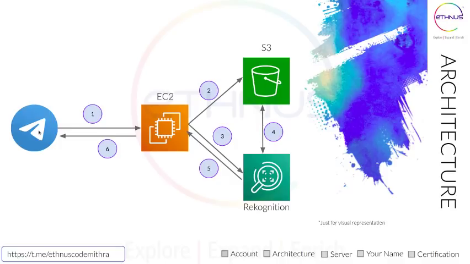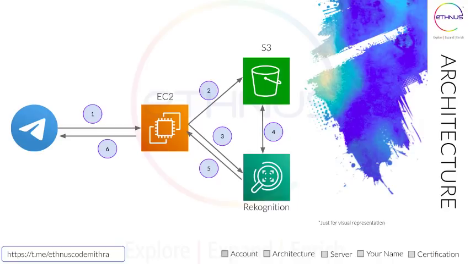I'll repeat it again very fast. First step is to accept the image using a Telegram bot. Second step is to store the image on S3. Third step is to invoke recognition. Fourth step is to take the image from S3. Fifth step is to send the facial features from recognition back to EC2. And sixth step is to send the entire response to Telegram bot. Now let's proceed further.